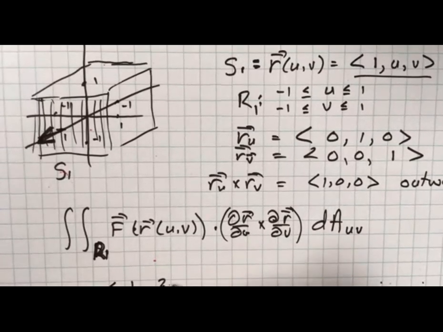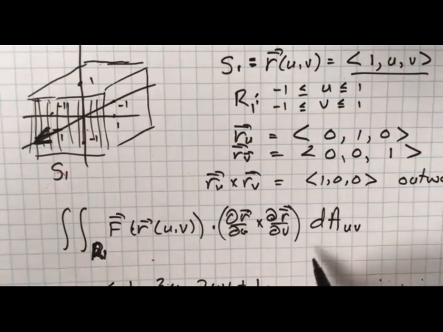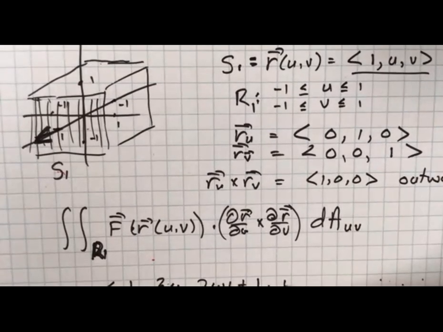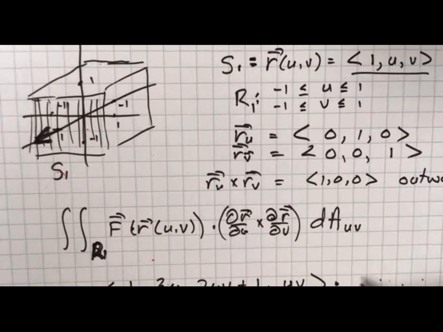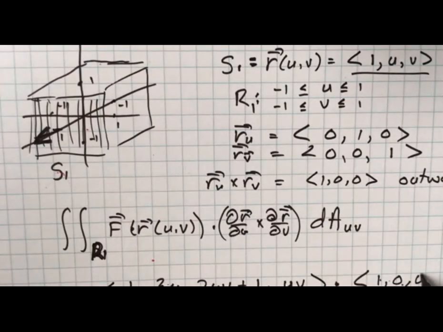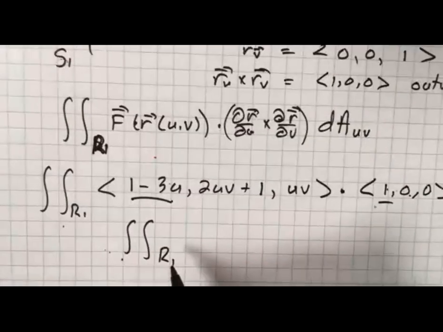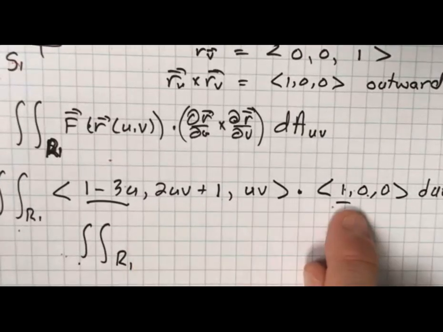1 minus 3U's, 2 times Y times Z is 2 times U times V plus 1. And then X times Y times Z is 1 times U times V, which is UV. The only benefit I get right here is that my normal is only going to pick up the first slot of this expression. That's the normal on the front face.